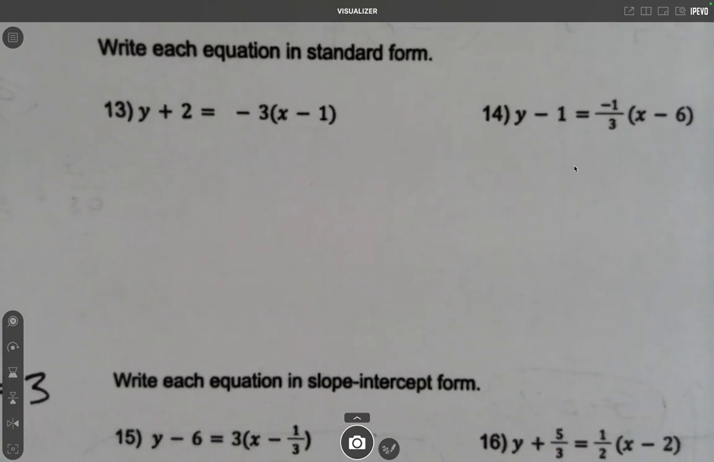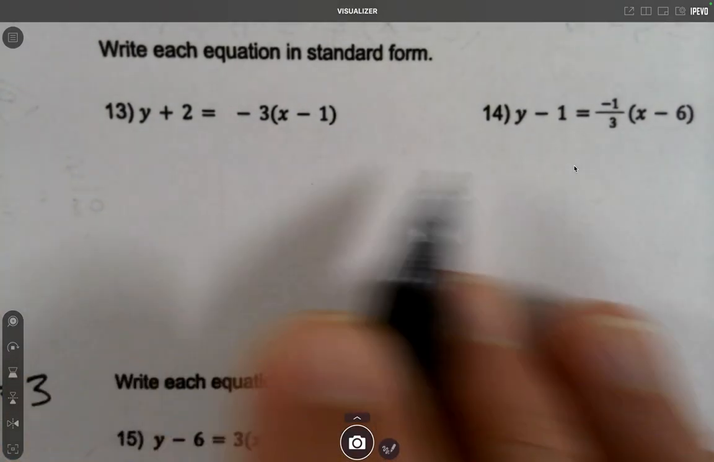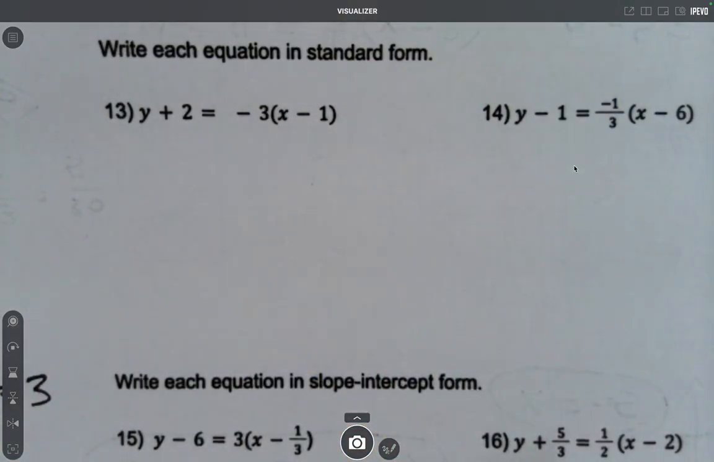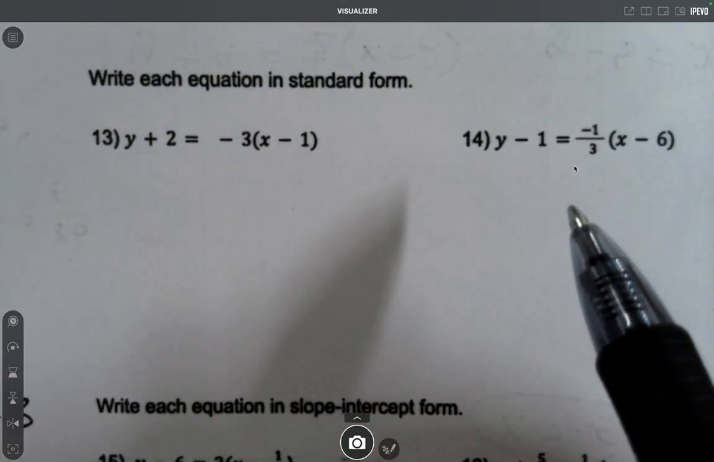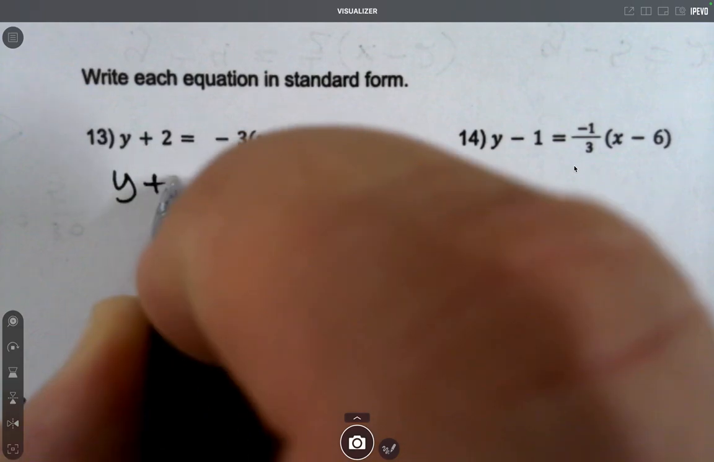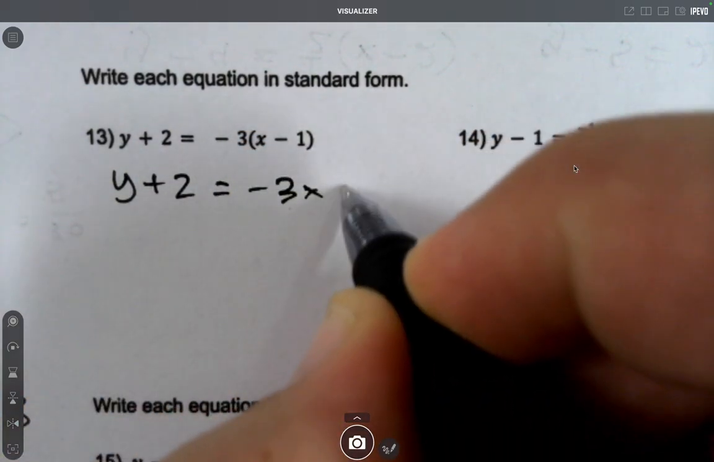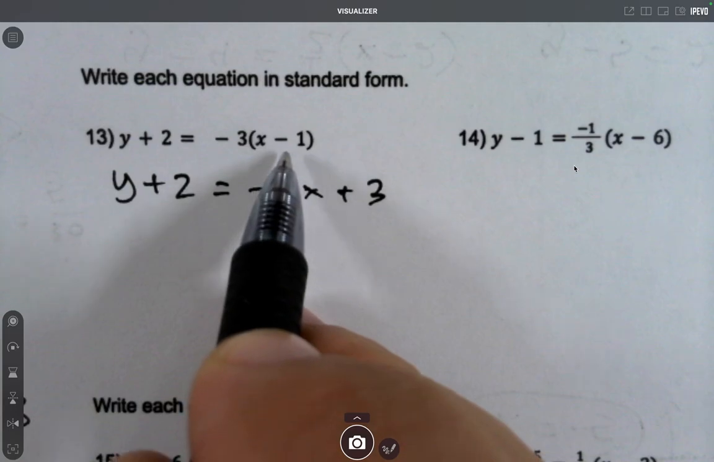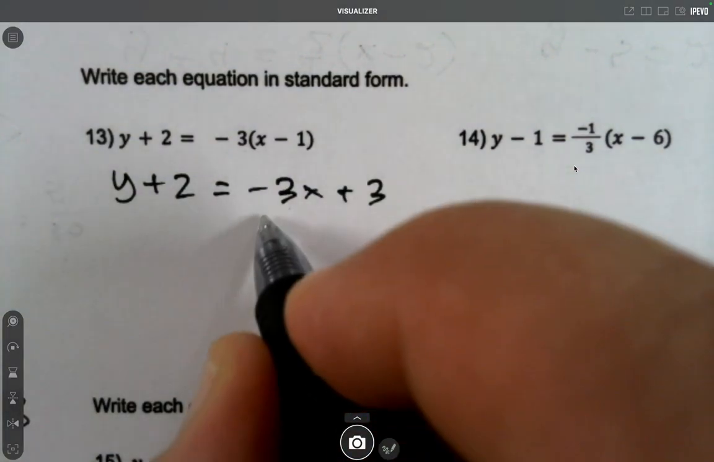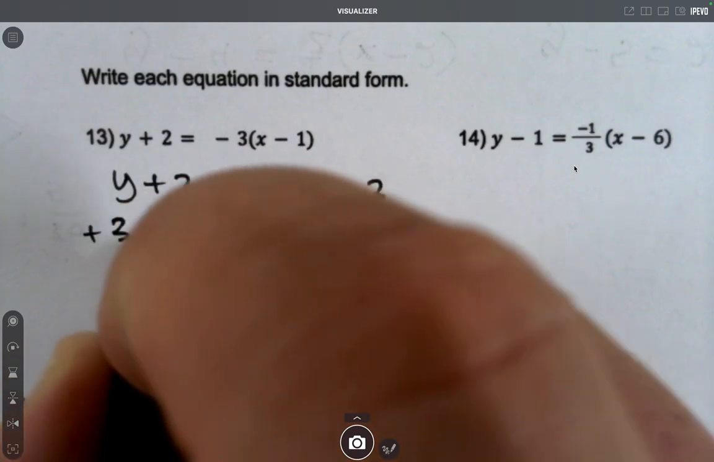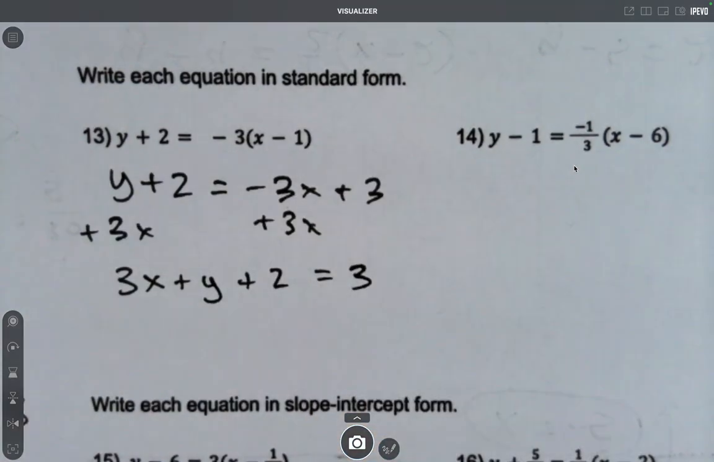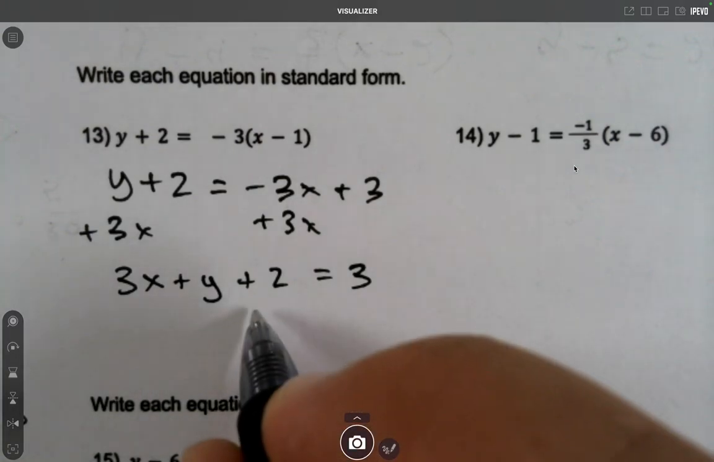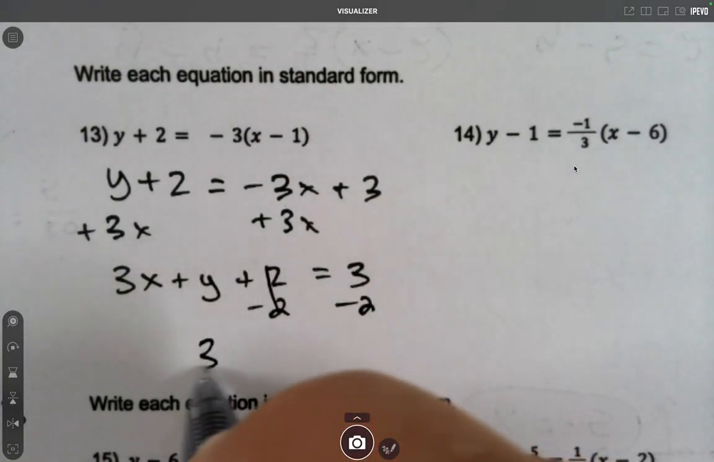Okay, this says write each equation in standard form. So if you notice, both of them start in point slope form. So let's start by doing what we almost always do, and that's distribute if we can. So I'll distribute -3. I'm just treating that as negative 3 times negative 1, so that's positive 3. Then I want to add the 3x over to this side. Get 3x plus y plus 2 equals 3. So the x and the y are where they need to be, but I needed all the constants on this side, so I'll subtract 2 from both sides.